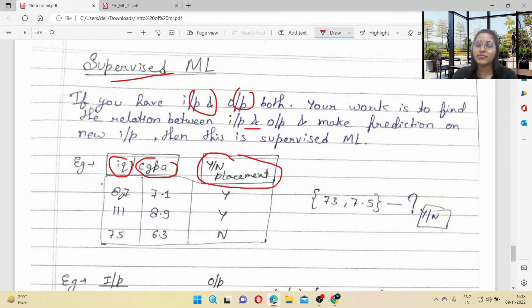For 87 IQ and CGPA of 7.1, it got the placement. For IQ 111 and CGPA of 8.9, it got the placement. And for IQ 75 and CGPA of 6.3, it doesn't get the placement. Then we train our model on this input only, and when we want to predict for new data, we provide 73 as the IQ level and 7.5 as the CGPA. Then what is the output? Did that student get the placement or not? This is the work of a supervised machine learning algorithm.